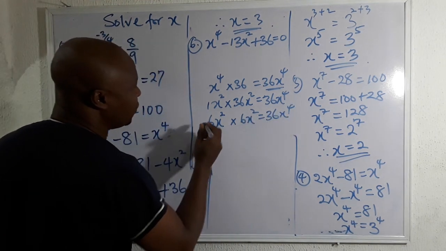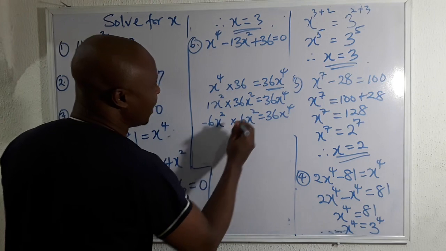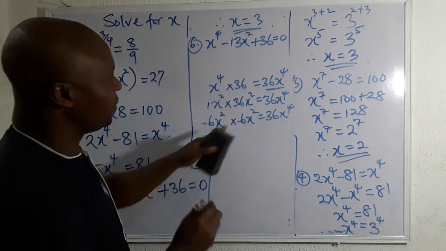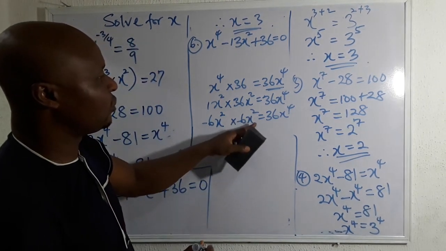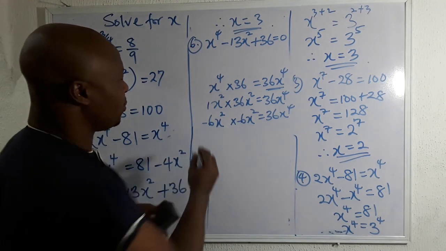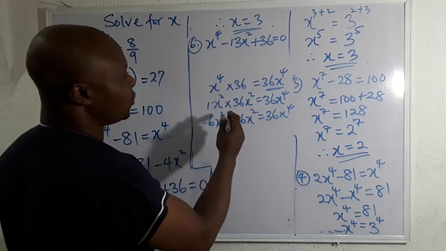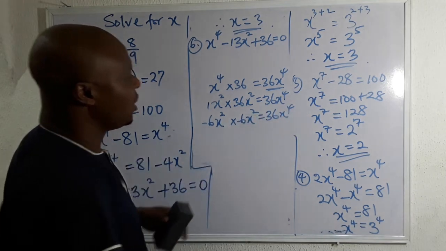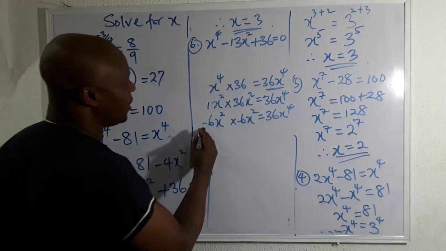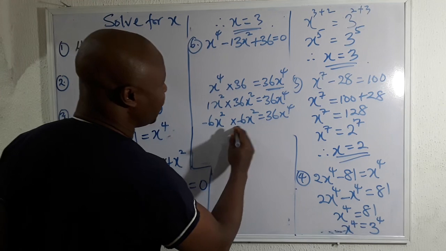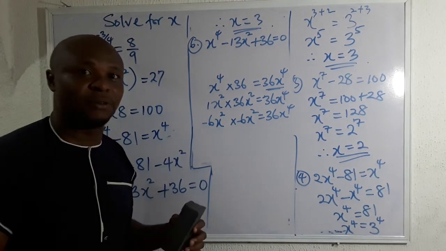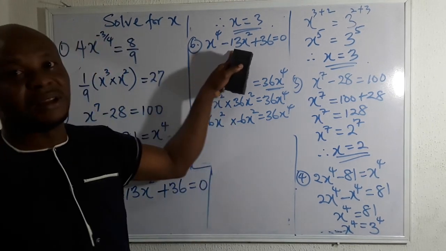Now, if we say minus 6x raised to power 2 times minus 6x raised to power 2, this will also give us plus, because minus times minus is plus. 6 times 6 is 36. x squared times x squared is x raised to power 4. But if we add these two terms here, minus 6 plus minus 6 is going to give us minus 12, which is not the middle term.